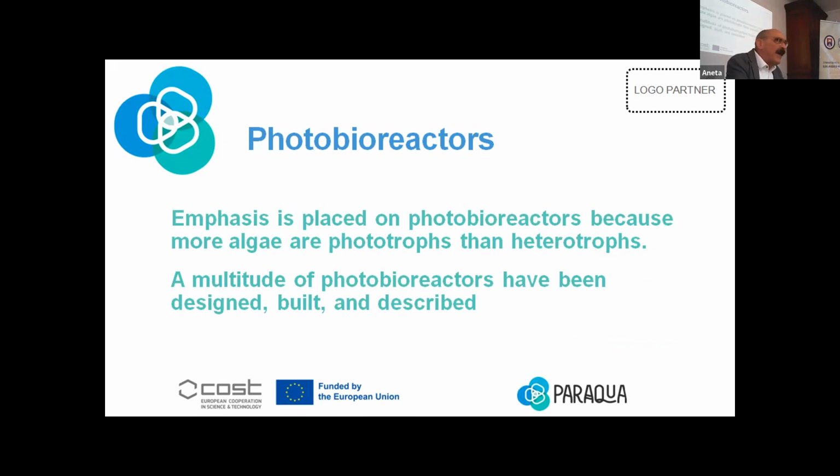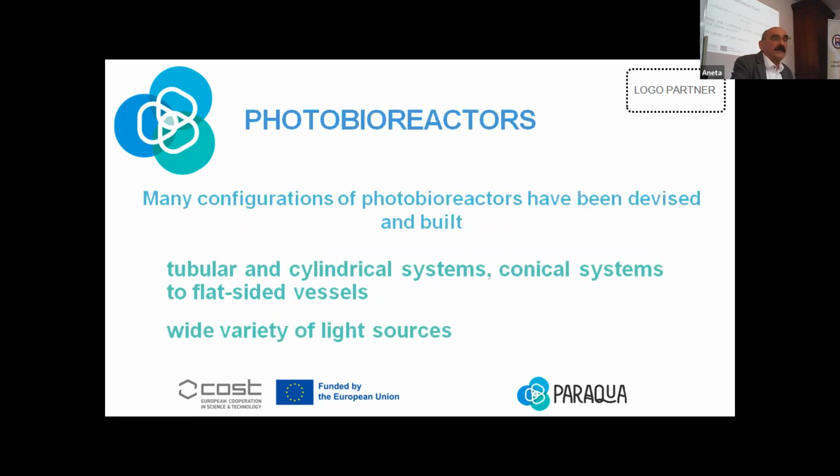Mostly photobioreactors are used because most of the algae are more phototrophs than heterotrophs. And there is a multitude of photobioreactors. I wouldn't say there are a lot of them on the market, because most of them are custom made. So if you go to different facilities, you will see very different kinds of photobioreactors. You have tubular, cylindrical, conical, flat-sided vessels, and of course you will see a wide variety of light sources.